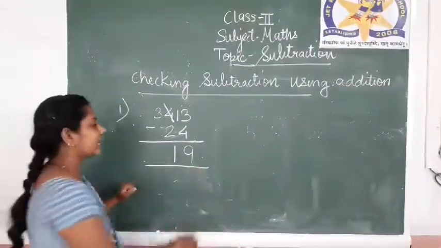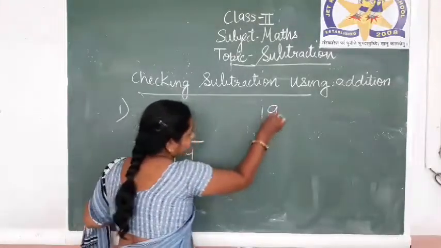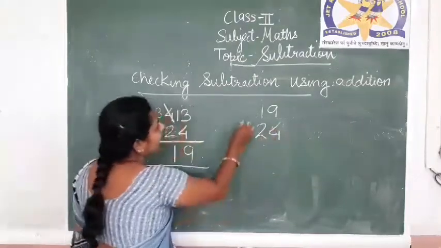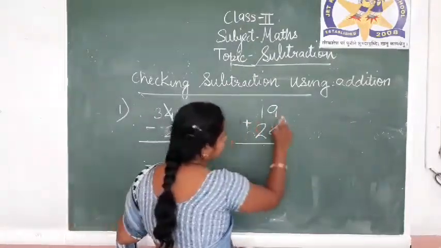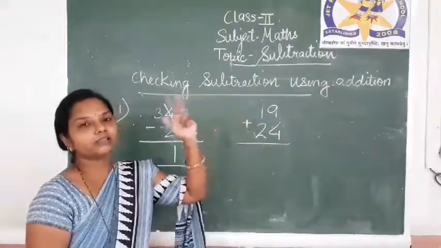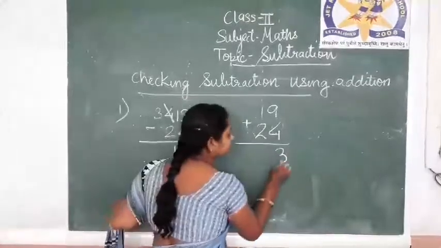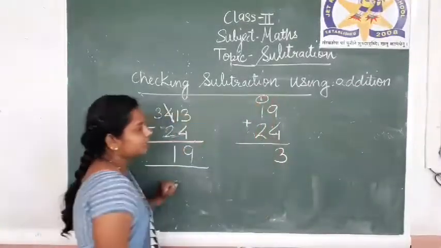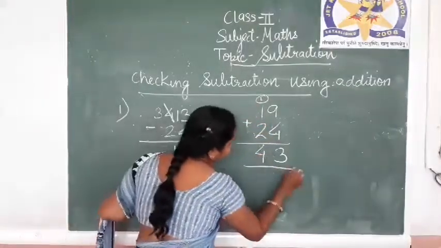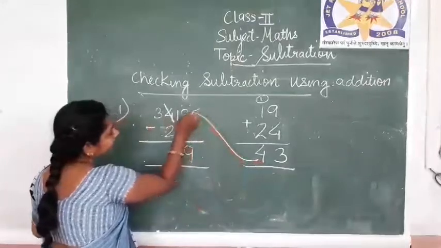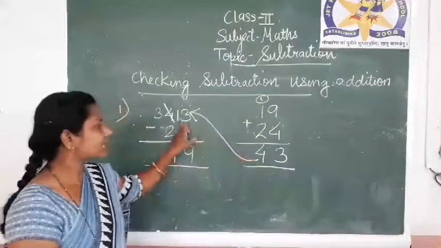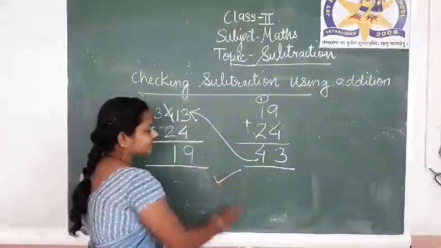So how will you check? I will write down this 19 above. The subtrahend is 24. Write it down. Add these two numbers. 9 plus 4. After 9 count 4 fingers. 10, 11, 12, 13. That is 13. Carry 1. 2 plus 1, 3. 3 plus 1, it is 4. Is my answer same as the minuend, that is 43 and 43? Yes. Both the numbers are equal. That means my answer is right.